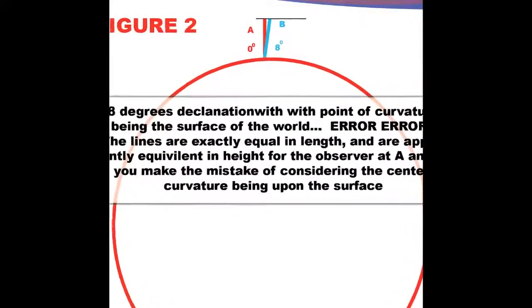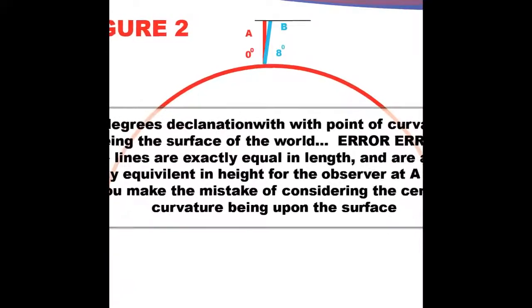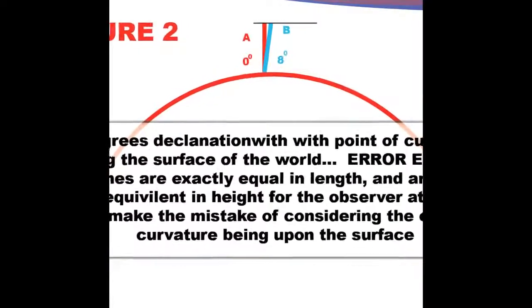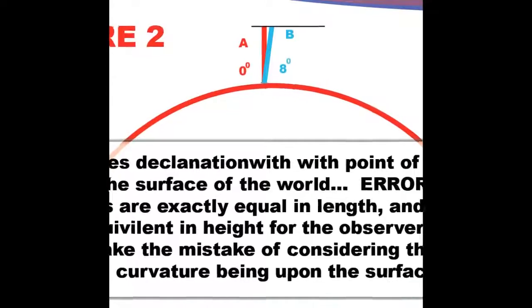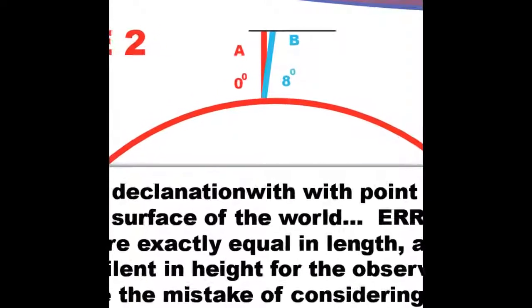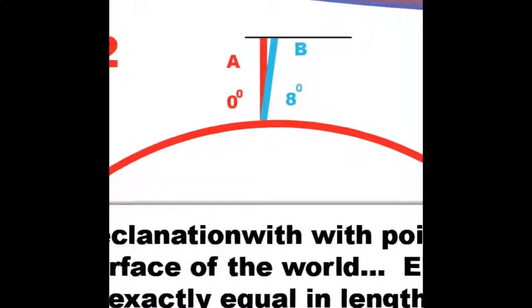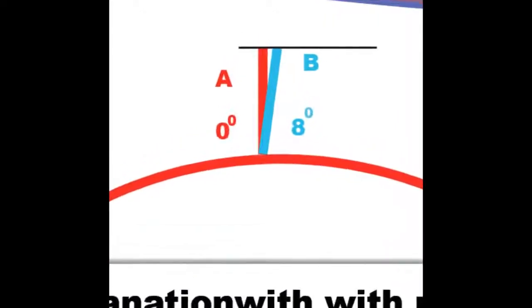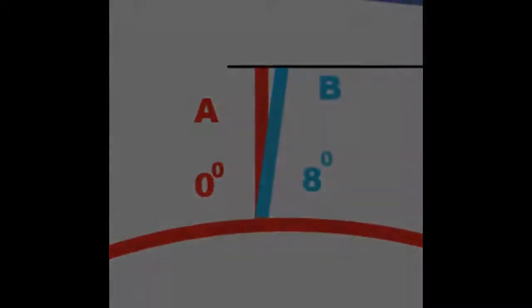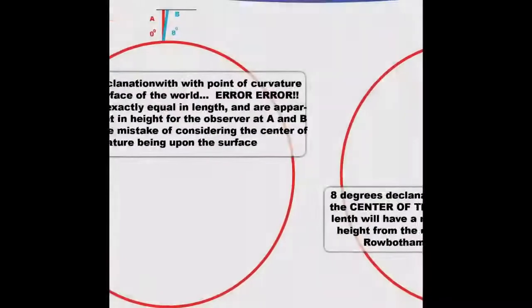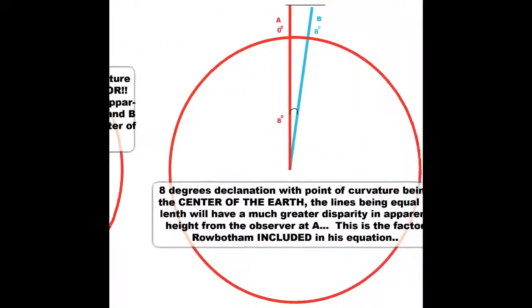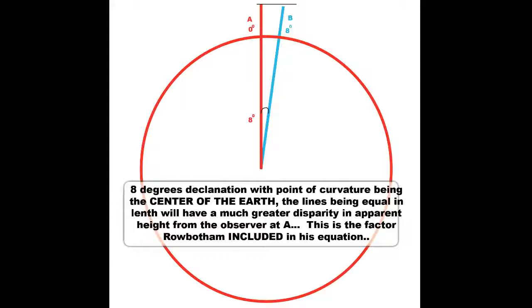A degrees declination with the point of curvature being the surface of the world. Error, error. Now these two lines are exactly equal in length and appear apparently equivalent in height for the observer at point A and B, if you make the mistake of considering the center of curvature being upon the surface. On the right-hand side, 8 degrees declination with the point of curvature being the center of the Earth, the lines being equal in length will have a much greater disparity in apparent height from the observer at A. This is the factor Robotham included in his equation as well.